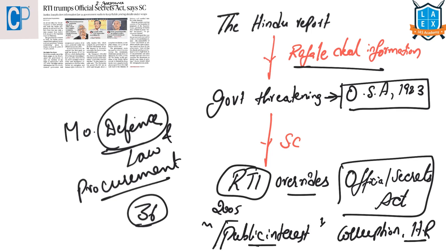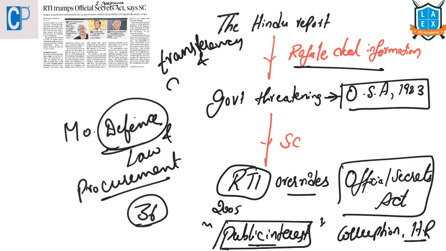So it is the public interest which matters here, because we have formulated an act known as the Right to Information Act, according to which the information regarding public bodies has to be provided to citizens in order to bring in transparency and accountability among public bodies. This Right to Information Act was brought in for that. So, when there is a public interest, the right to information will prevail over the Official Secrets Act.